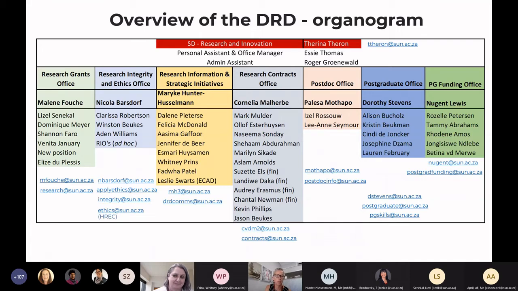They will deal with the pre-award process mainly, but in some cases, especially with national funders, also with the post-award process. Lizelle and Dominique, of course, will continue to focus largely on the large international grants and the NRF bilaterals, whereas Shannon and Vanita and Elise will focus on NRF funding. There's a new position for which we have now advertised, and we will still shuffle things around a bit there. But Marlene has now taken on the enormous responsibility for research grants.